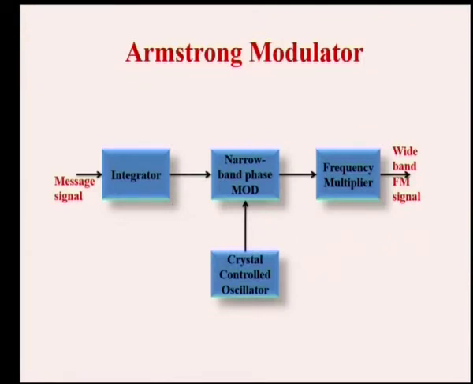The message signal is passed through an integrator, which is a low pass filter, and then through a narrowband phase modulator, and for this narrowband phase modulator the other input is taken from the crystal controlled oscillator. The output will be a narrowband FM, and using the frequency multiplier we can multiply the frequency, and using filters we can take the wideband signal.